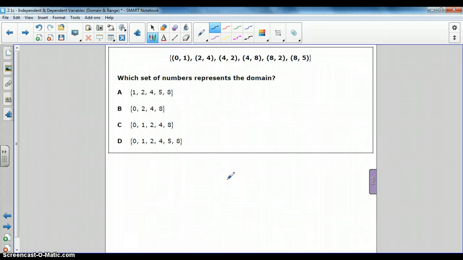So this question asks, what numbers are the domain? Domain. I know domain is x, so it's going to be all my x numbers. 0, 2, 4, 8. Okay, they won't repeat them because if we list 2, it would just say 0, 2, 4, 4, 8, 8. And they're not going to do that. So we're going to look for one that has 0, 2, 4, and 8. And that would be B. Okay, domain is x, just want my x numbers.